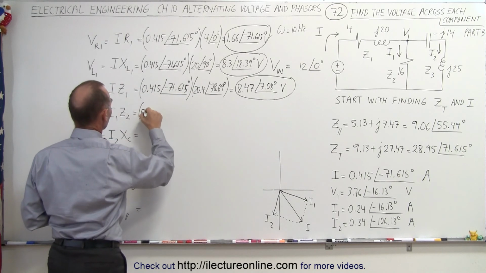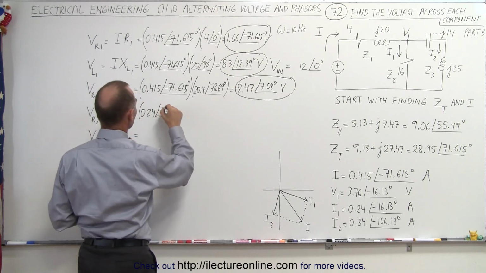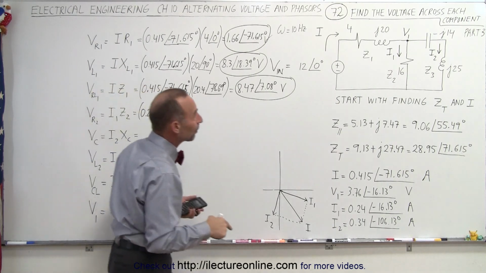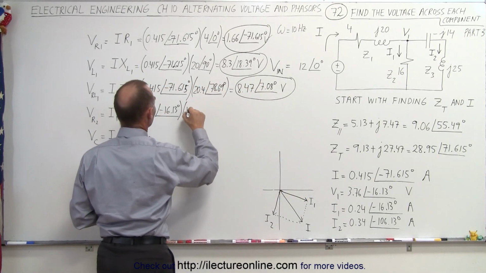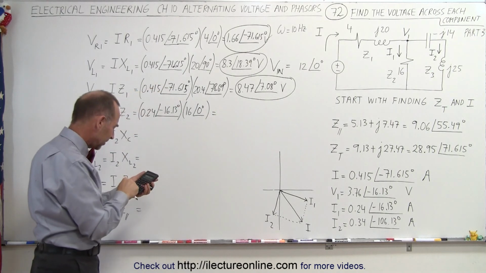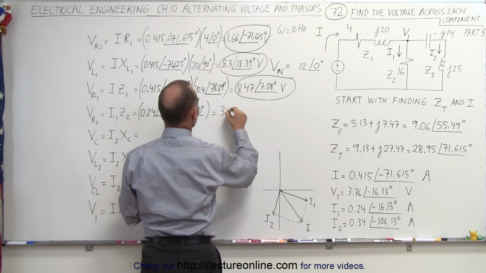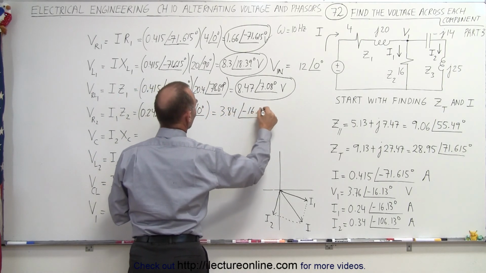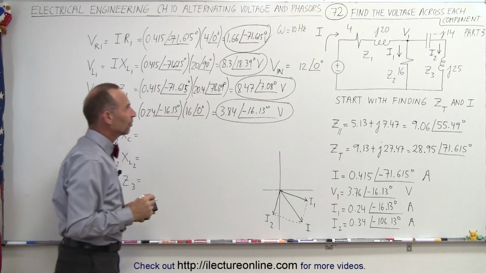So that would be 0.24 with a phase angle of -16.13 degrees. We multiply that times the impedance of that branch, which is Z2, which is simply a resistor. So we multiply that times 16 with a phase angle of 0 degrees. And when we multiply that, 16 times 0.24, we get 3.84 with a phase angle of -16.13 degrees. Of course, that's in volts. That's the voltage across that resistor.